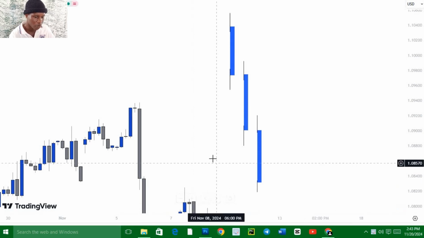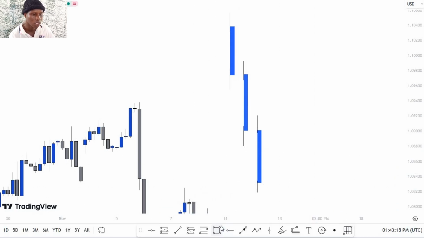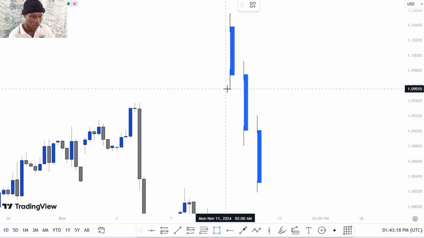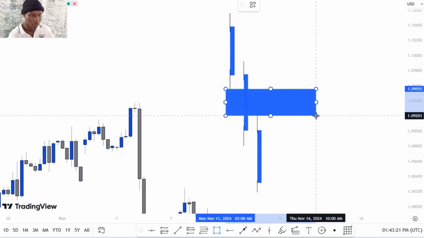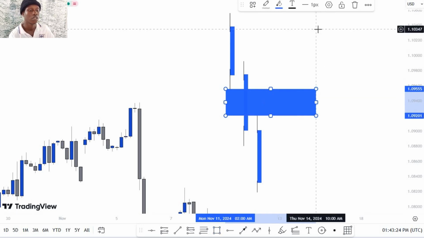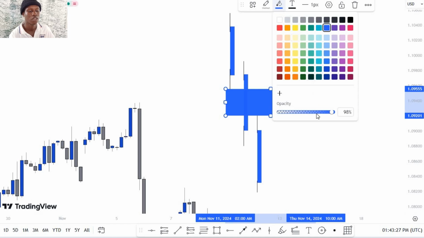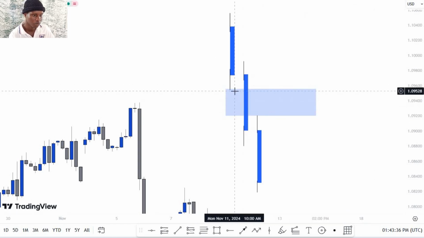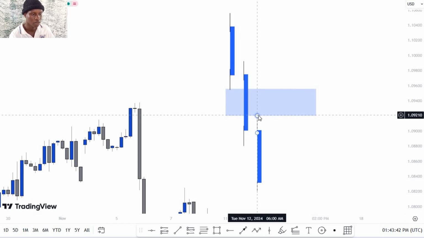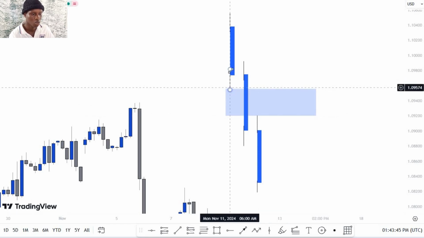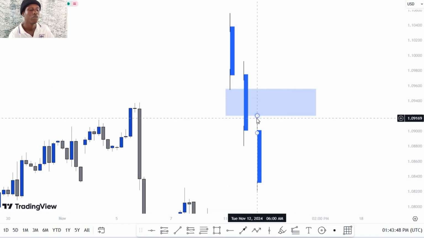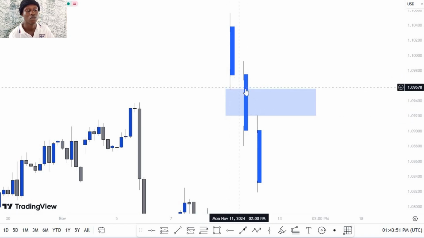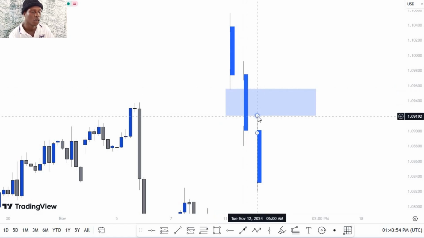So are you seeing this gap? Bring our tool to here, and you see that this is a kind of inefficiency in that price action. If you look properly, you will see that there is a gap between this candle's high, this candle's low, and this candle's high. That is called the fair value gap. The gap between your first candle's low and your third candle's high is called the fair value gap.